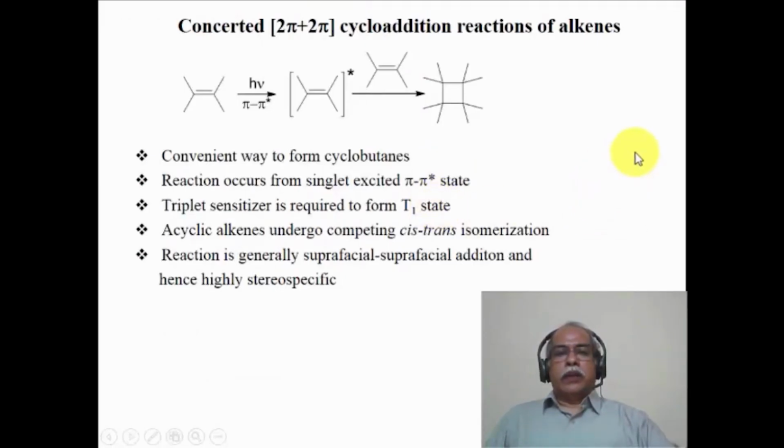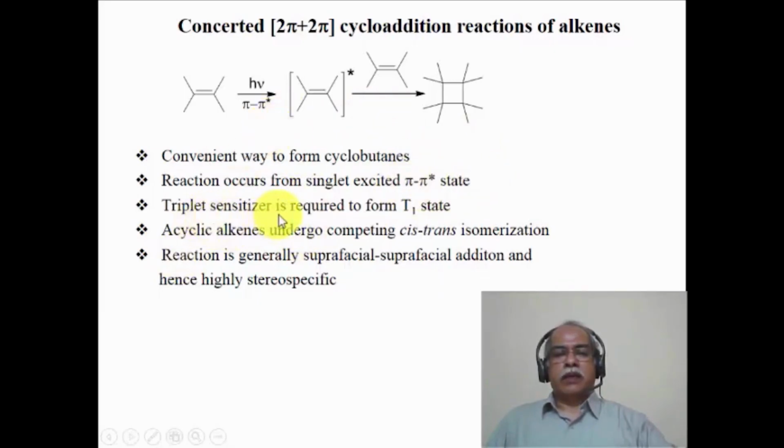Now the 2-pi plus 2-pi cycloaddition reaction we will consider first. These are concerted reactions, a convenient way to form cyclobutanes in organic synthesis. Quite often this is used in the formation of caged compounds also, with cyclobutane rings forming during the course of the reaction. The reaction generally occurs from the singlet excited pi to pi star state of the olefin.